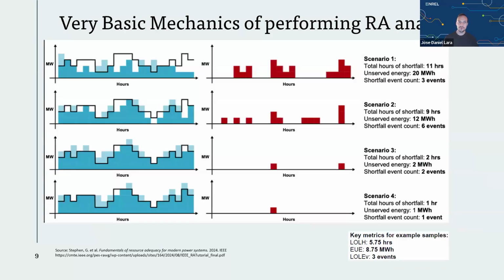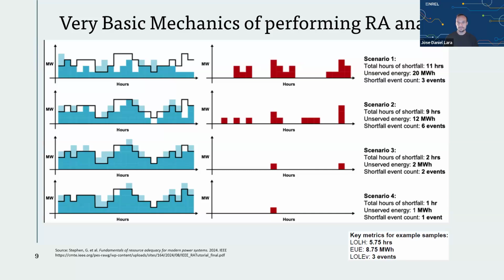So for example, here we can understand some very basic mechanics of resource adequacy analysis. On the top line, we have a system that has many periods that happen during long periods of time and high losses of energy. So it's a system that, given the three events that happen, we can see here the black line basically going over the blue line where the resources are available. So we have a relatively large number of hours with a relatively large time that these outages happen and large losses of energy.